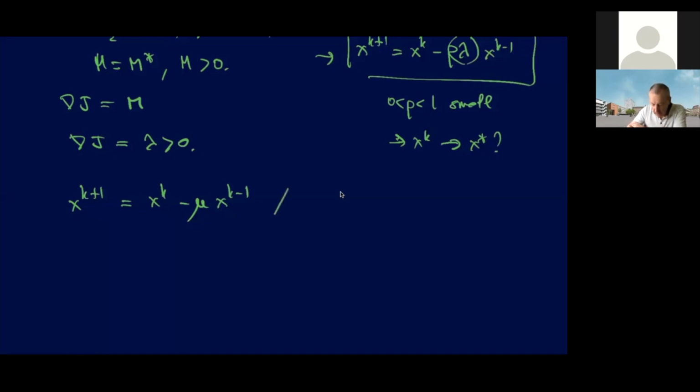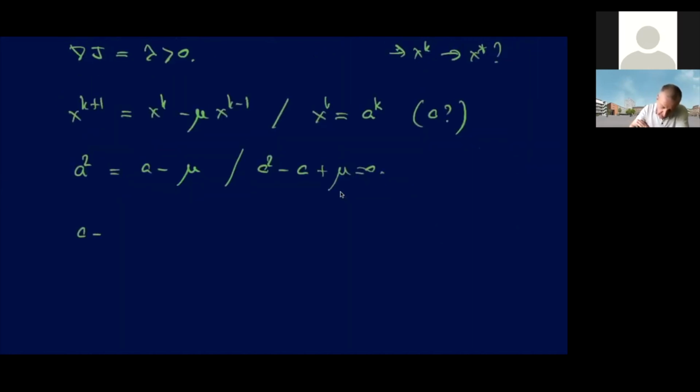We claim that x k will simply be a to the power k, and then the question is, how do you find the a, the basis of this exponential sequence? When you plug this ansatz x k equal a to the power k, you will have a to the k everywhere, which you will remove. Eventually you will have this equation, which is very easy to solve. It tells me that a is minus b plus minus the square root of b squared minus 4 mu, divided by 2.